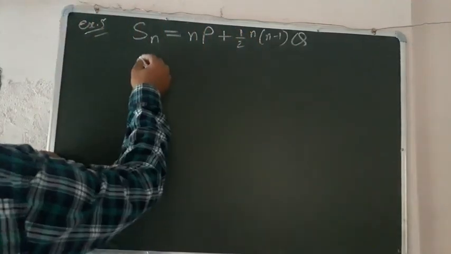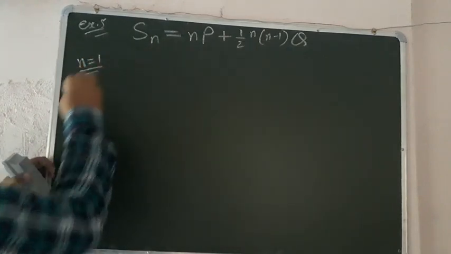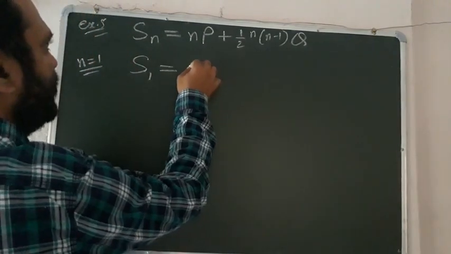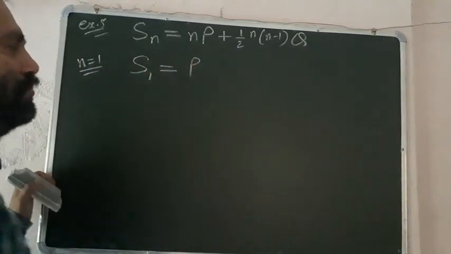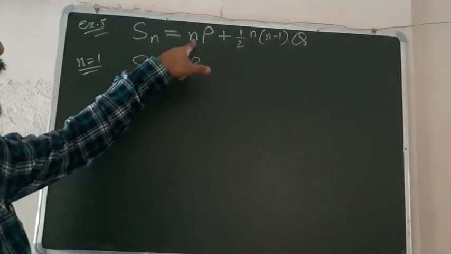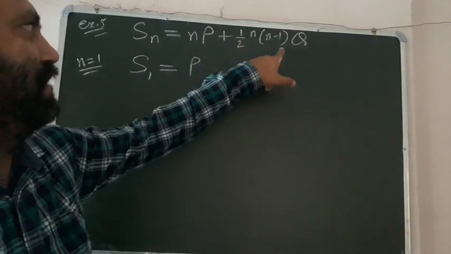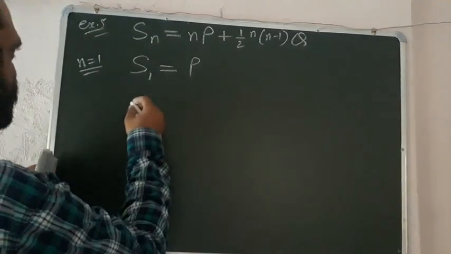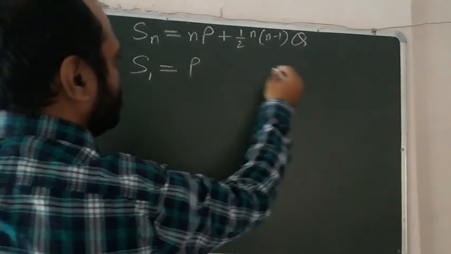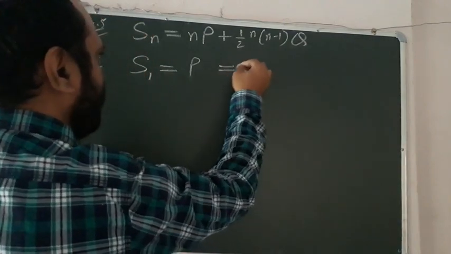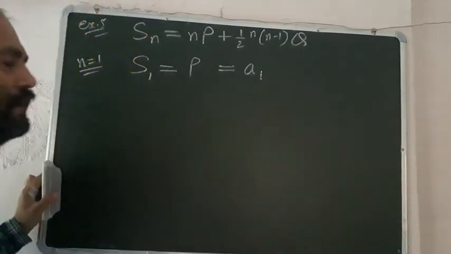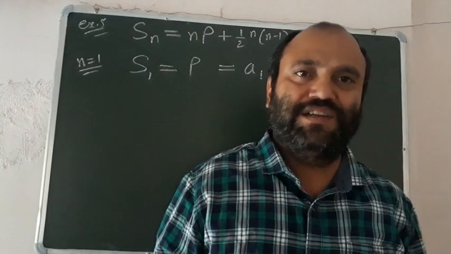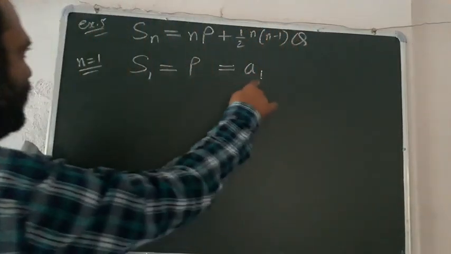Okay ji? So firstly, when we put n is equal to 1 here, we will get S1. S1 is equal to p, because when we put n is equal to 1, we will get p plus half into 1 into (1 minus 1) into q. So that becomes 0 and the value of S1 is p. As you know, S1 is always equal to A1, the first term. The first term and S1 are the same thing, so the value of A1 is p.